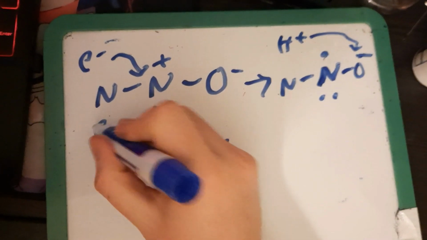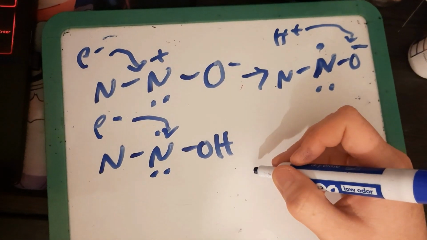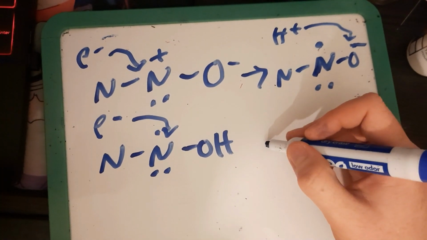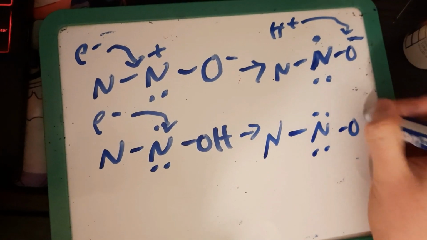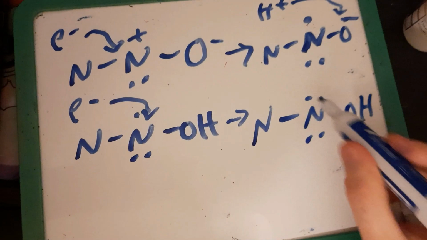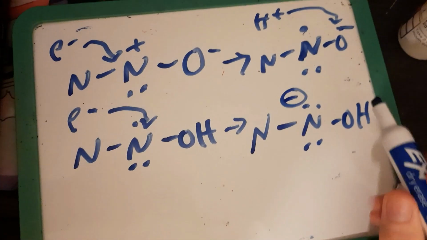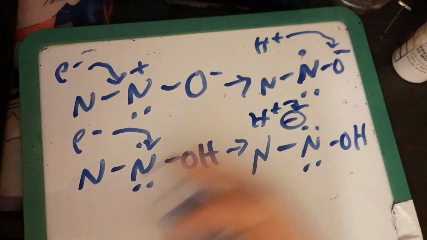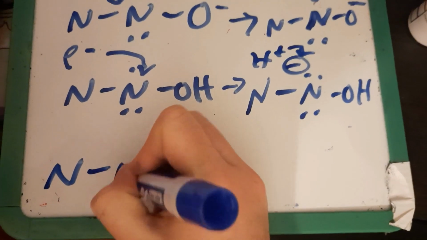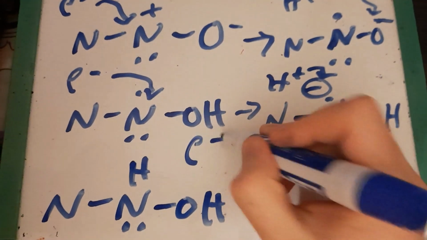Another electron comes in, and we're left with OH. And if you actually count the electrons, this thing is negatively charged. So now another H plus comes in and puts itself on there. And now we got an H, OH, the hydroxylamine. Well, you know what's going to happen? Another electron comes in.